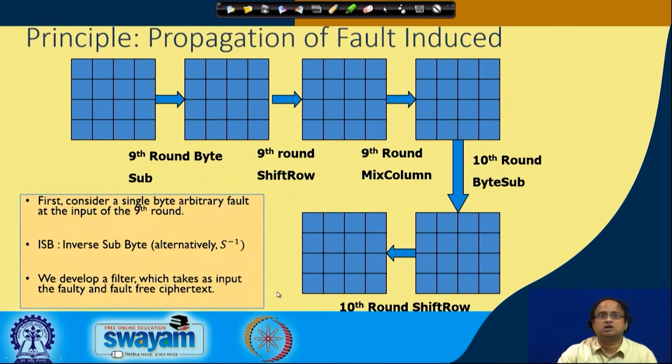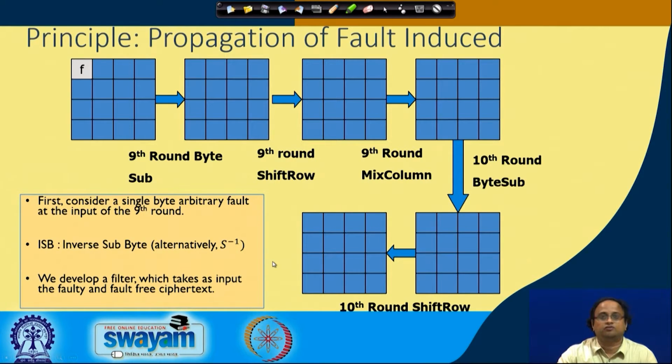In particular, just to understand the principle, let us consider AES 128, where the fault has been induced at the input of the 9th round. Suppose imagine that the fault takes any random value. Let us denote it by f, which basically means it is any arbitrary value. Remember that a byte sub is a bijective mapping, the S box in AES is bijective.